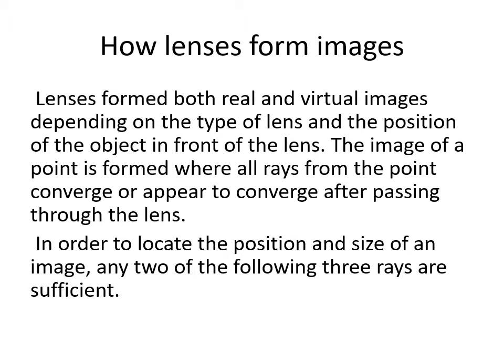Lenses form both real and virtual images depending on the type of lens and the position of the object in front of the lens. The image of a point is formed where all rays from the point converge or appear to converge after passing through the lens. Converge means the meeting point of rays, where rays are meeting or where rays are going to meet. That is where an image is formed.